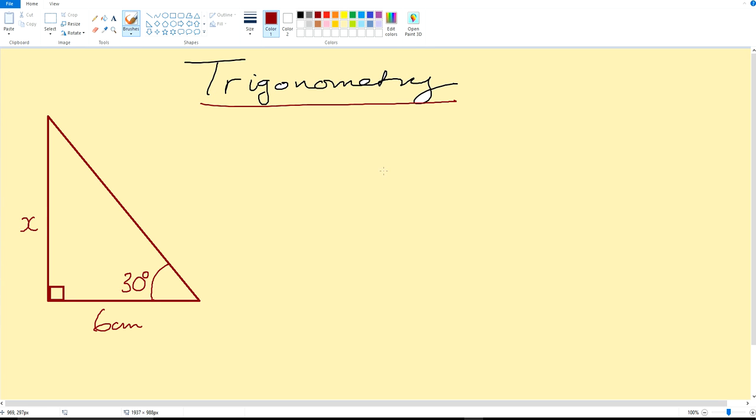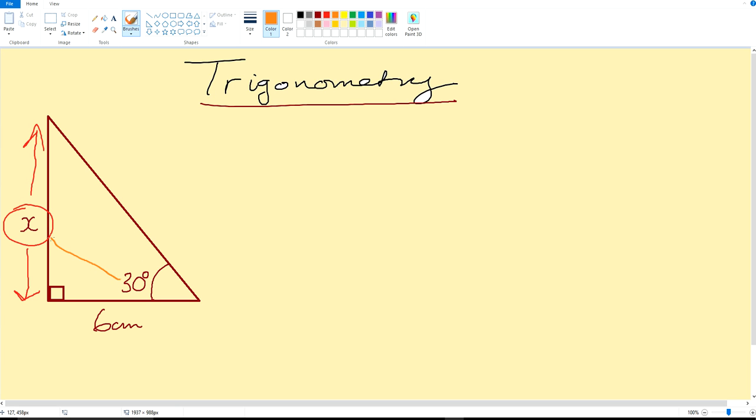Okay, welcome back. We're looking at another question to do with trigonometry. In this question, we need to work out the value of x. So we've got to work out the length of this side here. First things first, we need to label our diagram so we can use SOHCAHTOA.